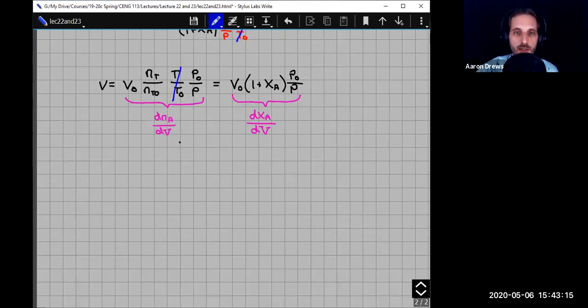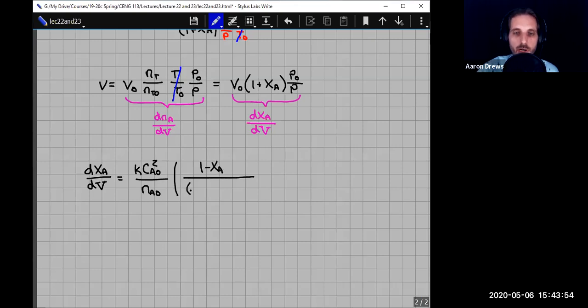So what we're set with then is a pair of coupled ordinary differential equations. If we were to write them in MATLAB, our dNA/dV, or sorry, did I write dX? Yeah, let's do dXA/dV. Most of it will look very similar to our previous example. So the constant that sits out front is still kCA0 squared divided by NA0. The part that changes is what's inside of here. We still have our 1 minus XA, but now on the bottom we have 1 plus XA, which is what we had before, times our new pressure factor. I'm going to keep that in red just so that you can see where this is entering. So there's our pressure factor, and this is still squared. It's still subject to the same initial condition, which is that XA at the entry to the reactor is still zero.